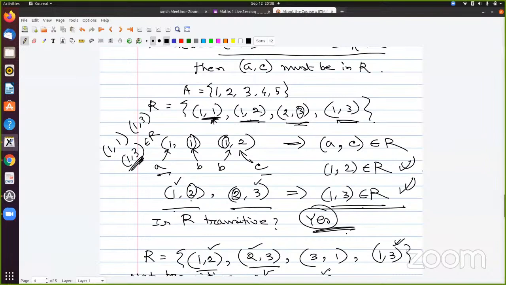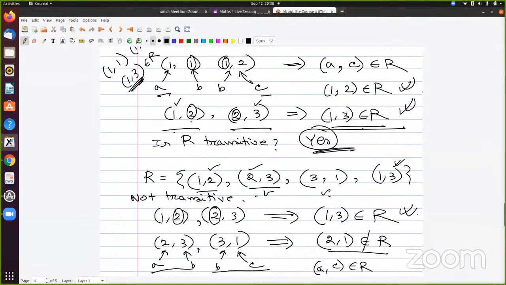In this set, sir, (2,3), (1,2). Sir, can we please explain the first example, how is it symmetric and transitive? Just now I have explained this, right? So let me take another example, okay?